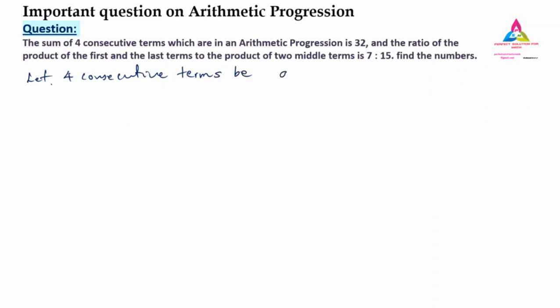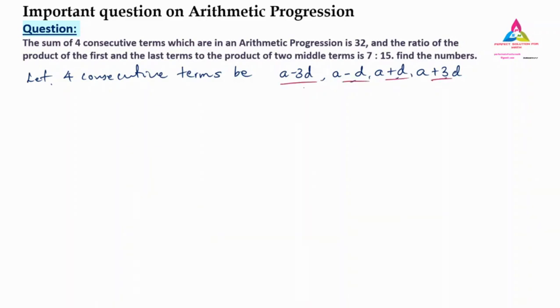What is that? A minus 3d, A minus d, A plus d, A plus 3d. These are the 4 consecutive terms. 1, 2, 3, 4. 4 consecutive terms you have to take. So here is what they have given according to the question.